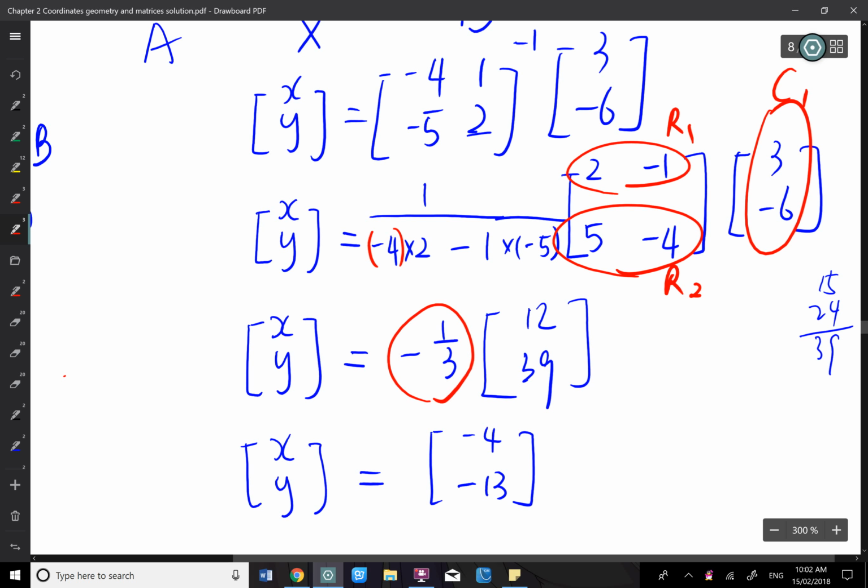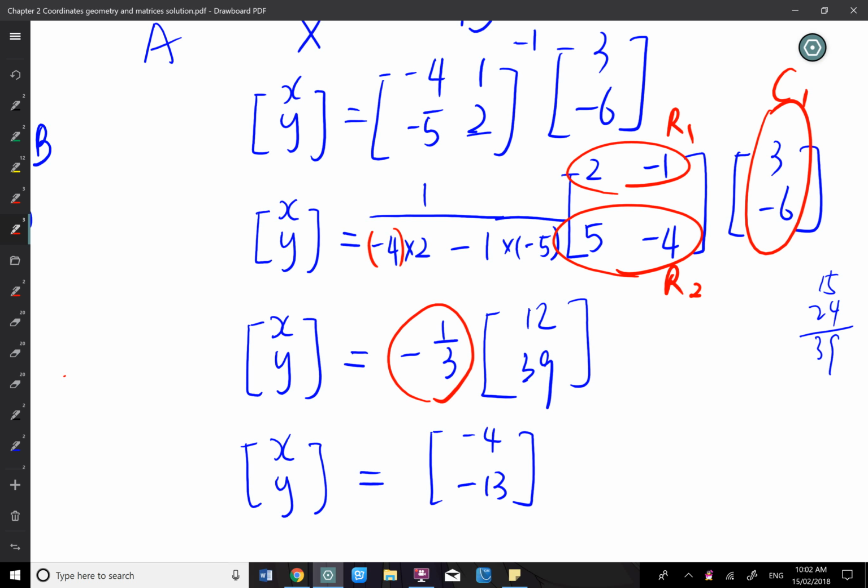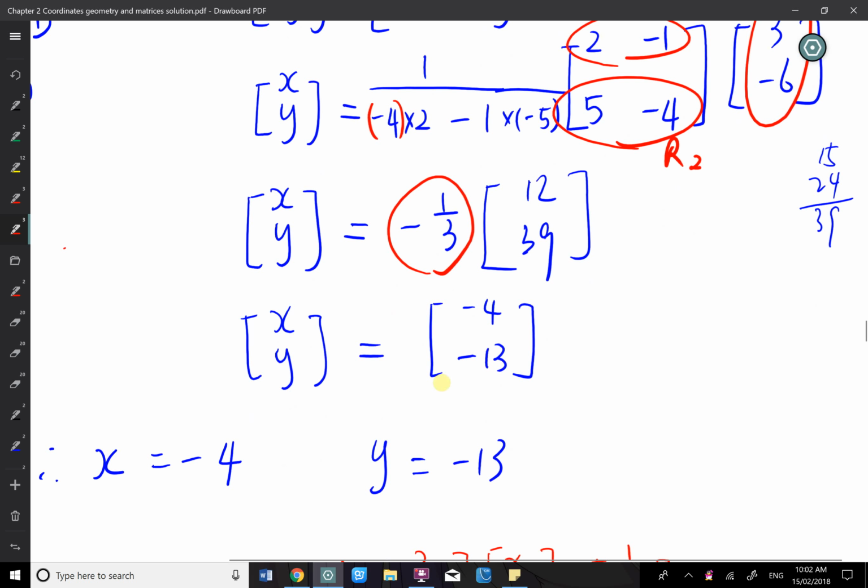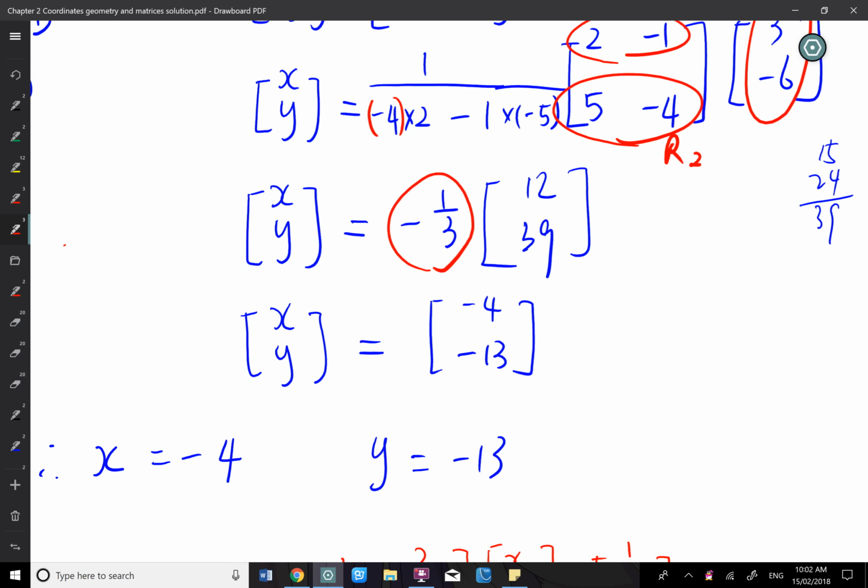Now you multiply the negative a third into the matrix. We have minus 4 and minus 13. Therefore, you can see x is minus 4 and y is minus 13. That's the question we have on the first or second page. Okay, it's exactly the same question. I just used the matrix method to solve for it.